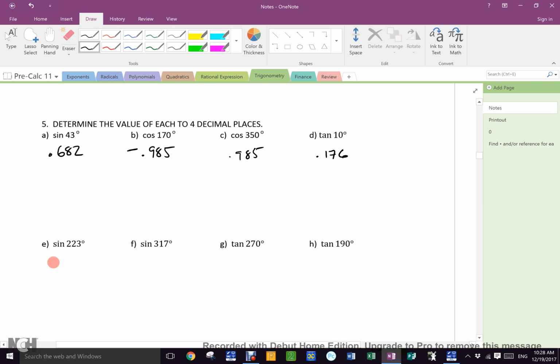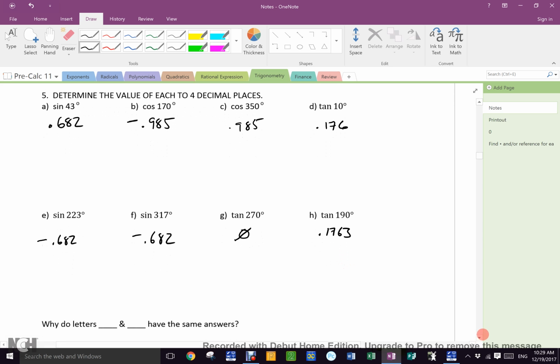And EFGH. What's E? Negative 0.682. F. Negative 0.682. Wait a minute. G. Error, which means it's undefined. And H. 0.1763. Now, let's answer some questions about these.